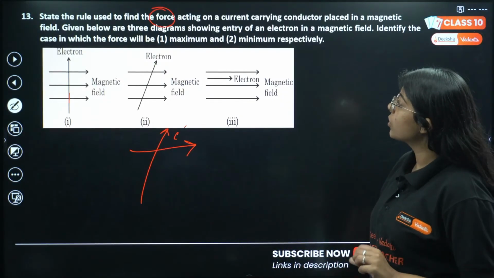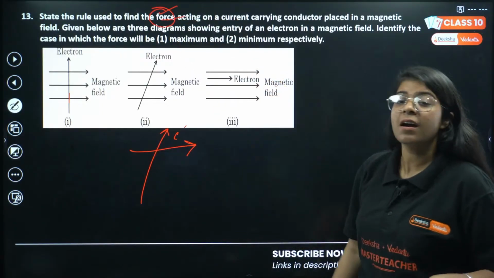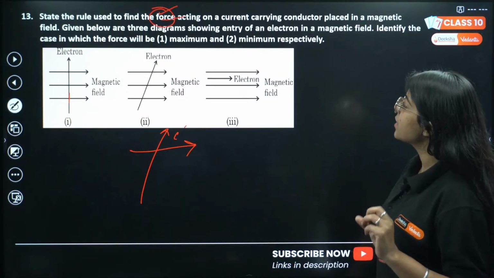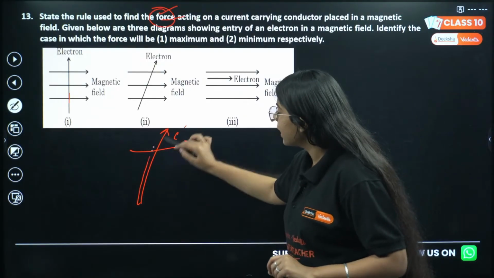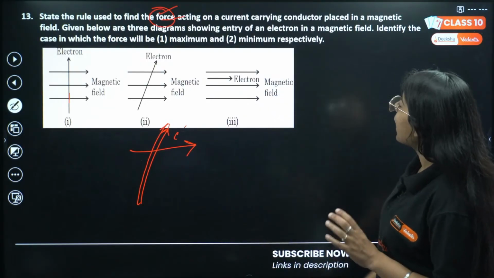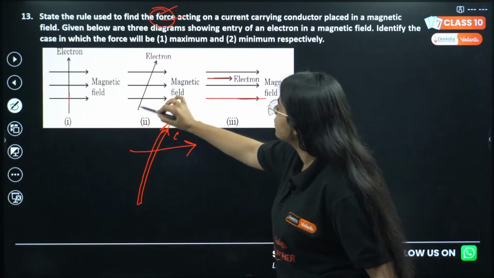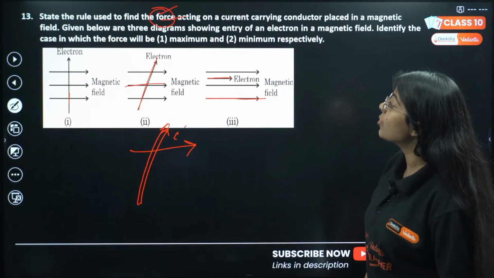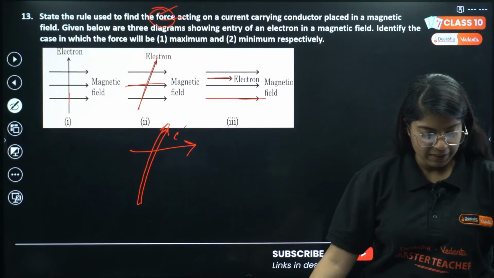Now moving back to this question, so from force we identified that this is Fleming's left hand rule. The question they are asking is: given below are three diagrams showing entry of an electron. So this is an entry of an electron in a magnetic field. This is my magnetic field, this is the electron. This is the electron, magnetic field. Now they are asking to identify the case in which the force will be maximum and minimum respectively.